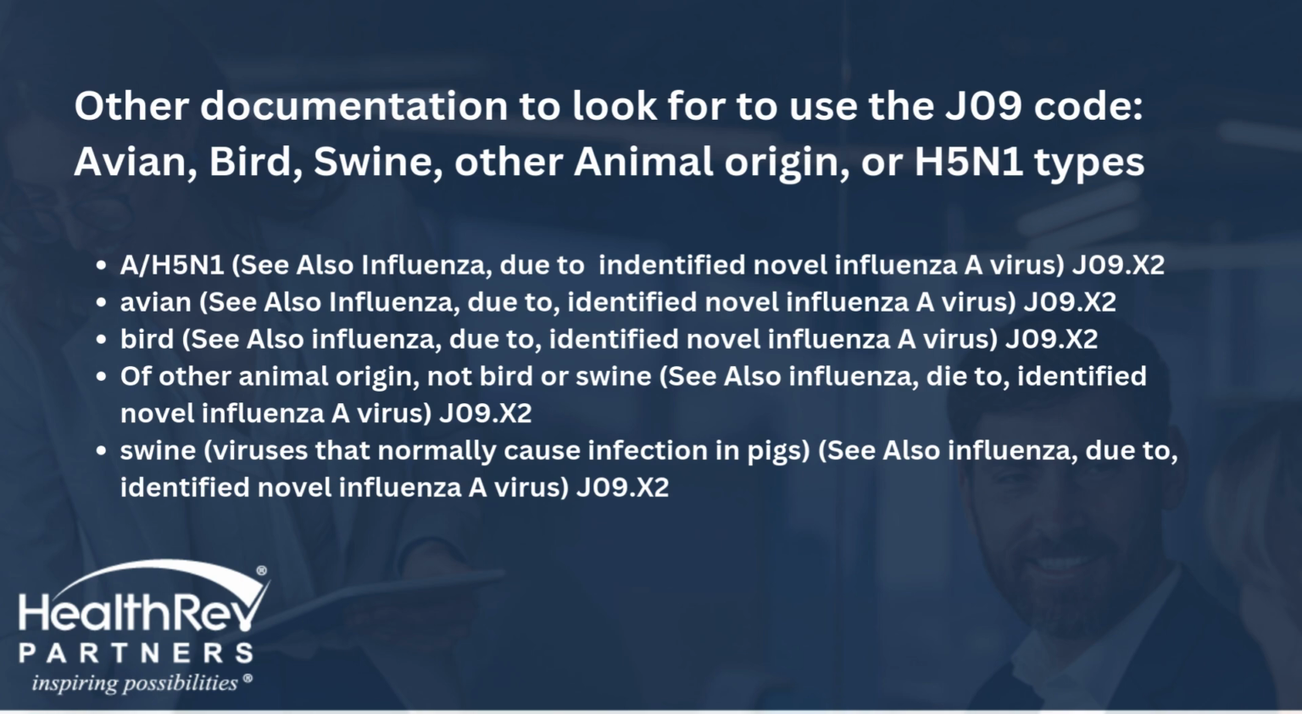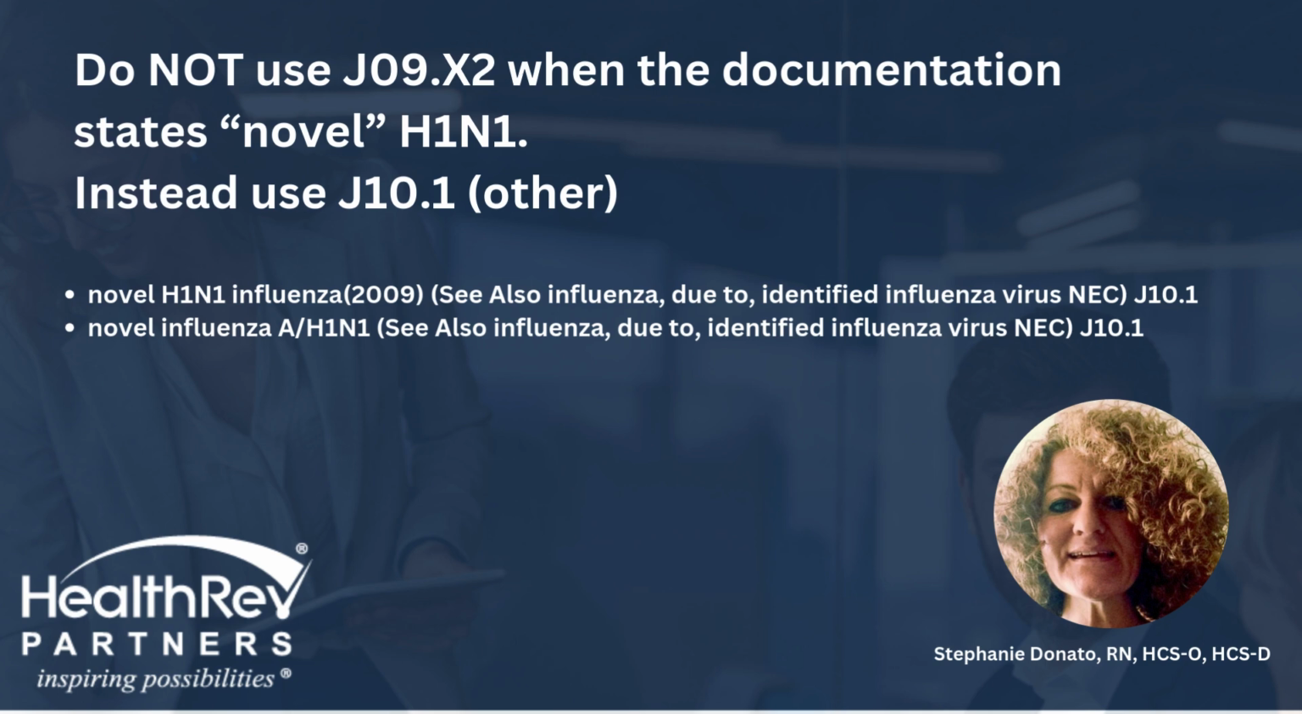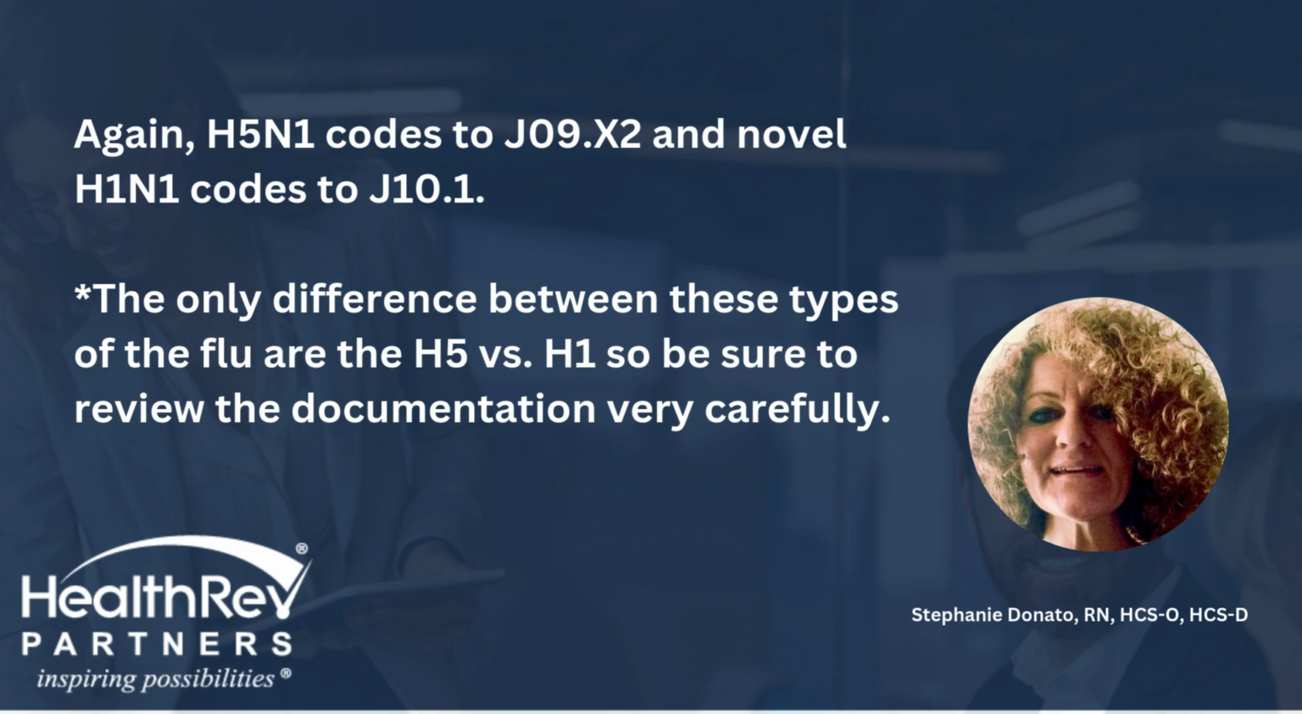Other documentation to look for in order to use the J09.X2 code would be avian, bird, swine, other animal origin, or H5N1 types. Important tip: do not use J09.X2 when documentation states novel H1N1, and instead use J10.1, other identified influenza virus. Again, H5N1 codes to J09.X2 and novel H1N1 codes to J10.1.